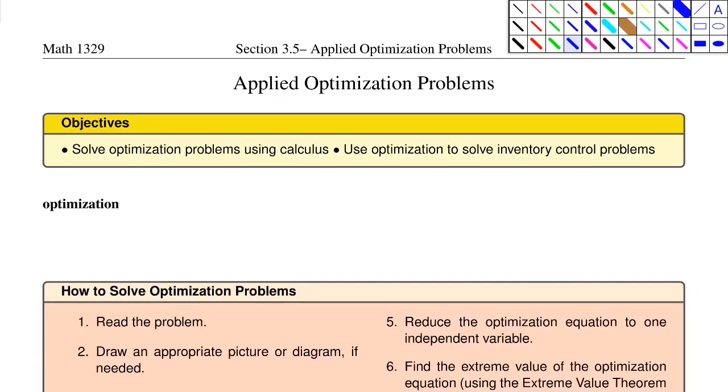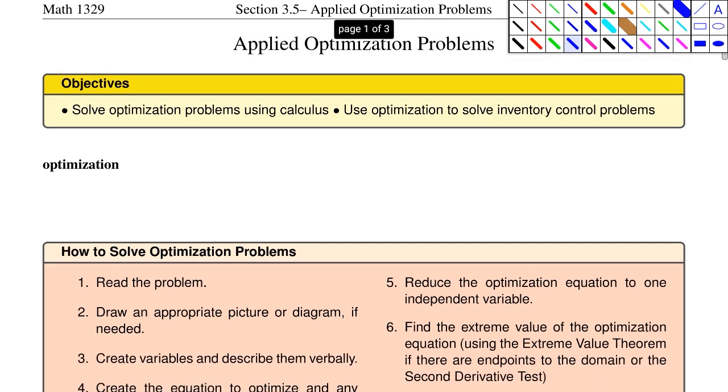We continue with one of the most important topics in business calculus, the topic of optimization. In section 3.5, we will be looking at applied optimization problems. We'll solve problems using calculus and use optimization to solve inventory control problems.